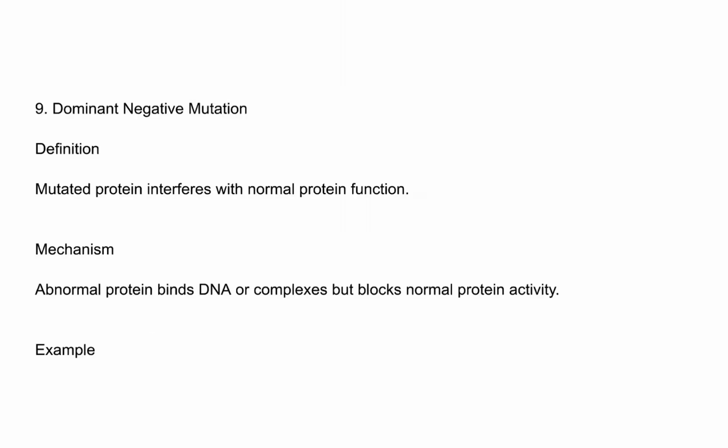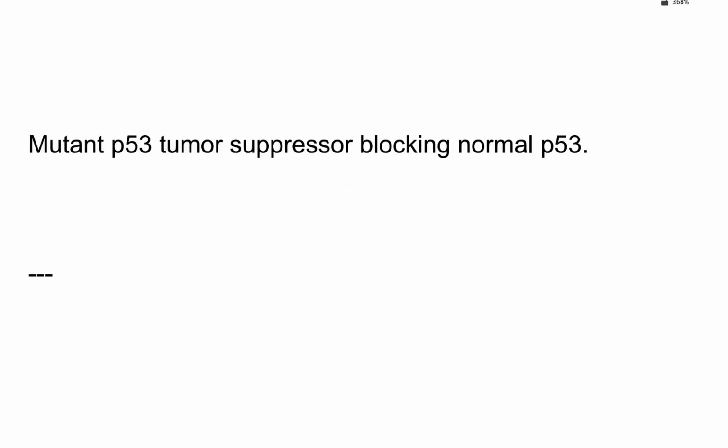Genetic terms: dominant negative mutation. Definition: a mutated protein interferes with normal protein function. The mechanism is that the abnormal protein binds DNA or complexes but blocks normal protein activity. For example, mutant p53 tumor suppressor blocking normal p53.